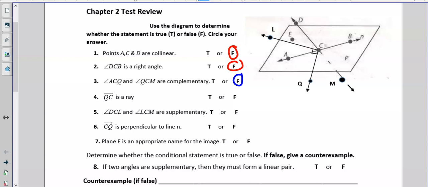QC is a ray. Again, we're in a rut with false. QC is not a ray. If we said CQ, or like this, that is a ray. Starting here at C, endpoint C, going through Q. But QC in this direction is not a ray.